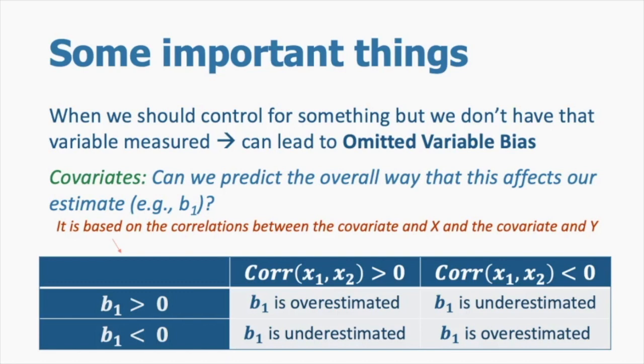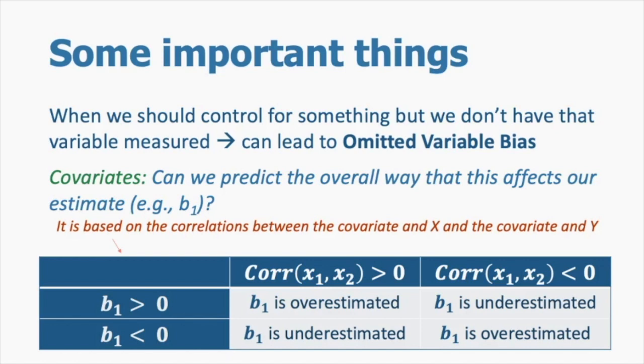What this is called is omitted variable bias. It's bias that comes from variables that are omitted, things that should be in there but aren't. Turns out we can predict the overall way that this is going to affect your estimate. So for example, we have this estimate of awkwardness predicting our outcome. We may want to know, okay, we don't have years of experience measured. Do we know what kind of bias is happening to our estimate? And this table is trying to highlight what that will look like.